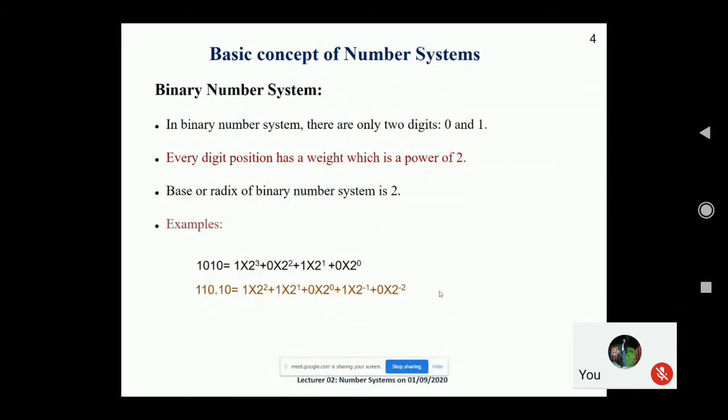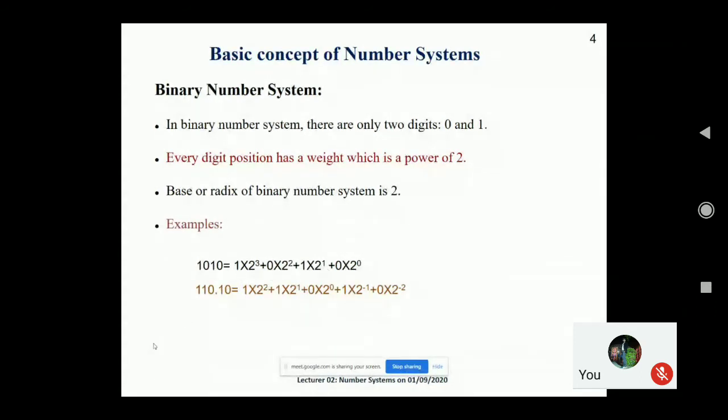So see here, 1010 is a sequence, a combination of 0 and 1. How do we convert it to a number? 2 to the power 0 into 0, because the rightmost bit is 0. After that we go from right to left. Next one is 1, so 1 into 2 to the power 1, plus 0 into 2 square, and then 1 into 2 cube. So the total is 8 plus 2, which is 10. Are you getting my point? So 1010 represents the decimal number 10.